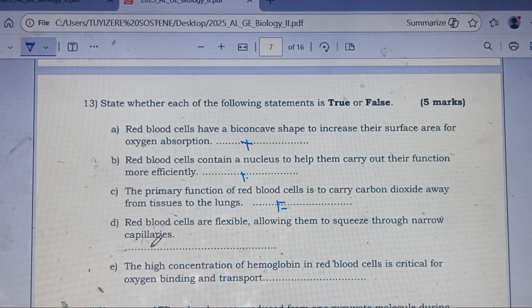D. Red blood cells are flexible, allowing them to squeeze through the narrow capillaries. Here it is true. E. The high concentration of hemoglobin in red blood cells is critical for oxygen binding and transport. Here it is also true.